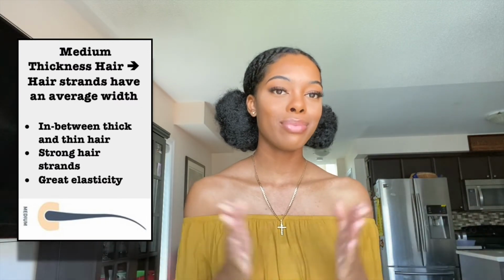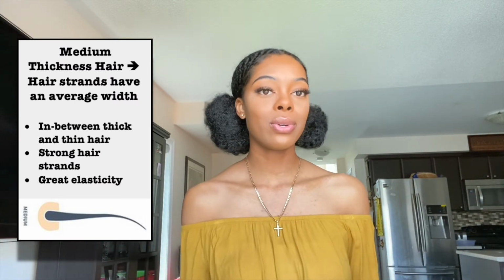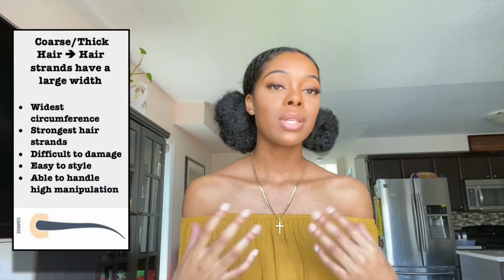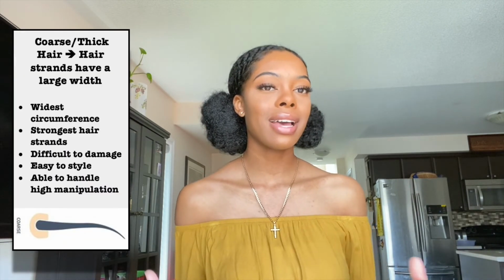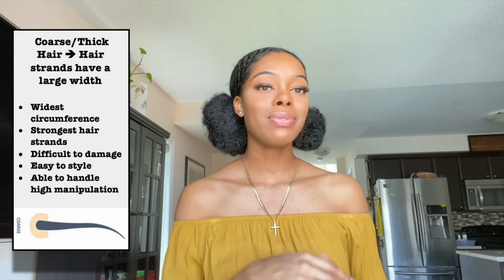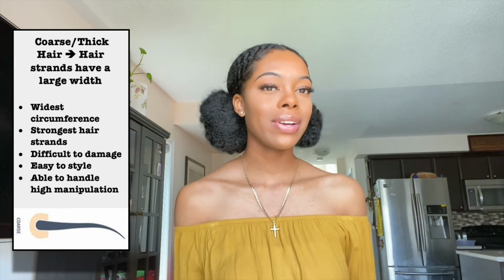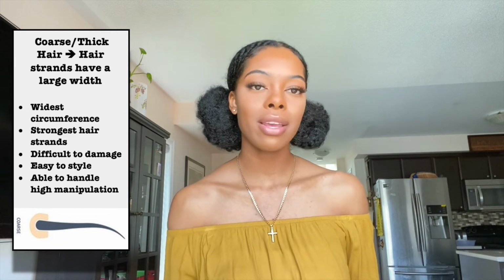For medium thickness, it's between thick and thin, right in the middle. So these hair strands are strong and have a lot of elasticity. The next level is coarse hair. This type of hair is the strongest because it has the widest circumference. This makes it very difficult to damage, very easy to style, and able to handle more manipulation.